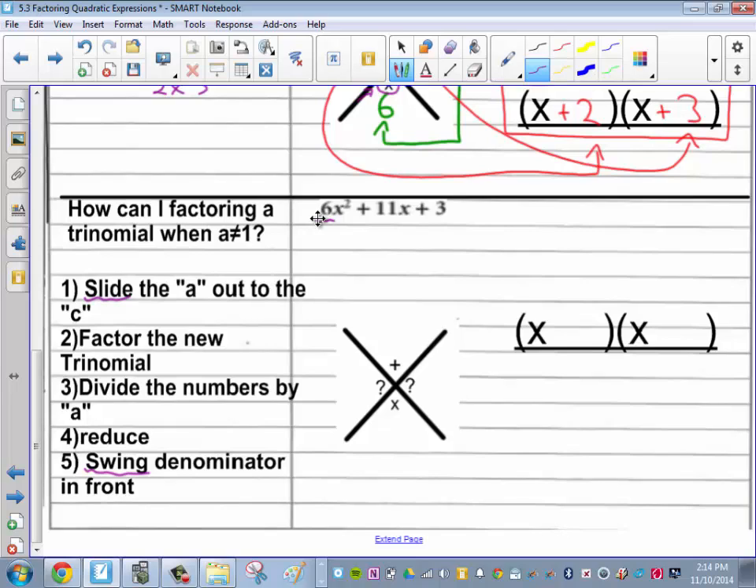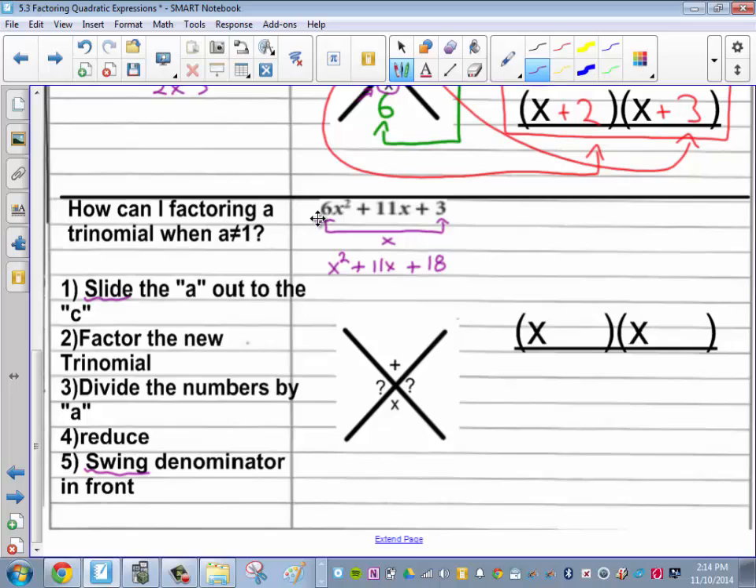So, first, slide. You're going to take the 6, bring it down here, slide it to the 3, multiply it. So, what is 6 times 3? 18. So you're going to rewrite this as x squared plus 11x plus 18. Step 1 done, the slide method.